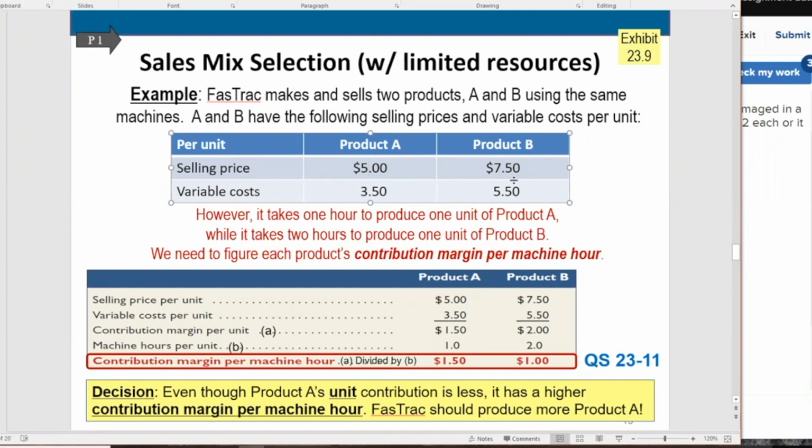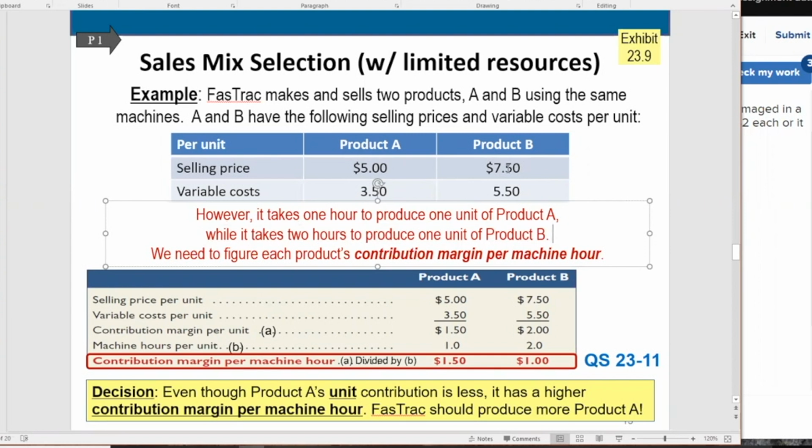I'm going to throw another fact at you. It takes 1 hour to make product A. It takes 2 hours to make product B. So this has a bigger profit, right, per product? But it takes twice as long to make product B. So listen to what I'm saying here. What if we decided to make product A? We can make 2 of these in the same time it takes to make 1 of these.